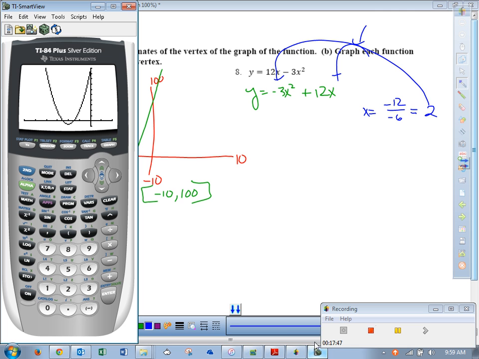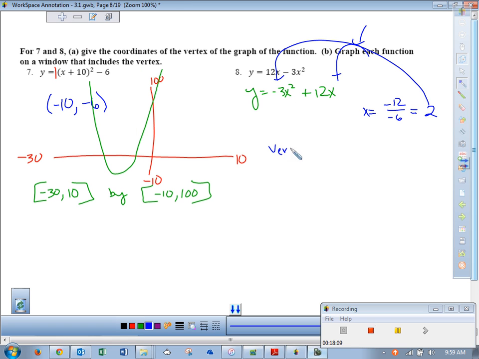Find the y value of the vertex, substitute in. So I'm going to go with negative 3 times 2 squared plus 12 times 2. I'm subbing that in. The y value of the vertex is at 12. That tells you right then and there you're not going to fit on the standard window. The vertex is at (2, 12), so we'll label him vertex (2, 12). Is he open up or open down? Down, because the a value is a negative 3, right?